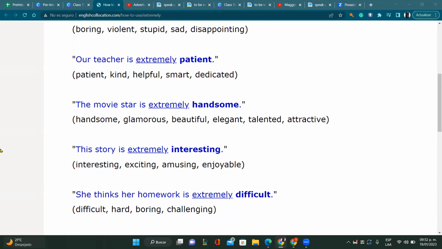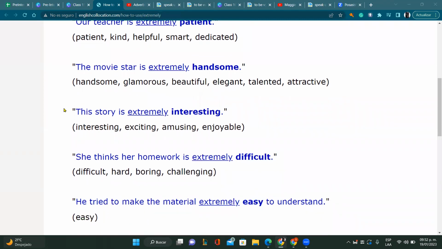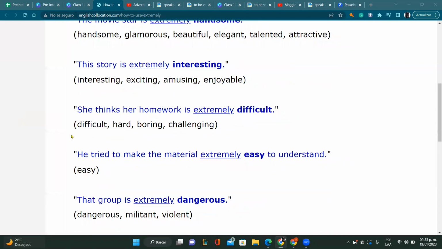Okay, continue please, Roberto Portal. The movie star is extremely handsome. Very good. Continue please, Lucero. This story is extremely interesting. Okay, very good. Guys, just be careful with the pronunciation. Así como hablan los gringos, que no tratan de hablar en español, que ellos no dicen carro, dicen carro. So, ese que nosotros hacemos, el row, carro, así pronunciamos la R. This story is extremely interesting. Interesting, not interesting, interesting.